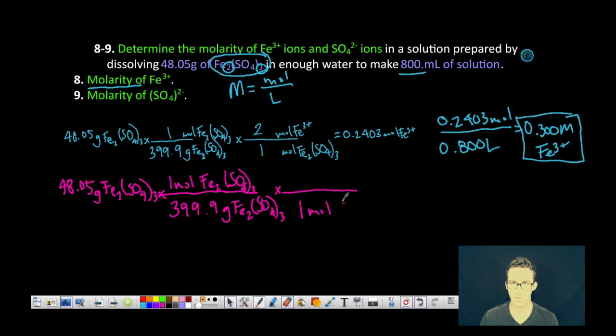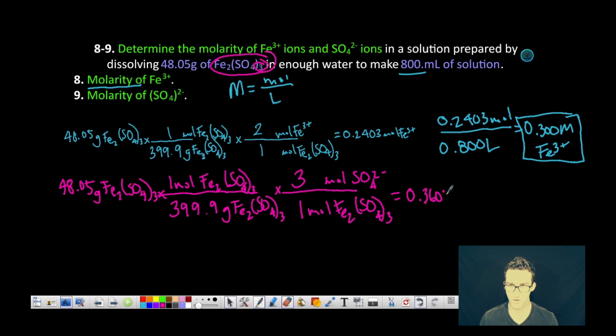Now, here's where the change is going to come. We're going from moles of the iron 3 sulfate, this time though, to moles of the sulfate ion. So for every one of these, there's 3 sulfate ions. Or for every 1 mole, there's 3 moles of sulfate ions. So you can, I think, begin to see sort of how we're going to end up. Our number of moles of sulfate ions are going to be greater than the number of moles of iron 3 ions in the same volumes. We get 0.3605 moles of sulfate.